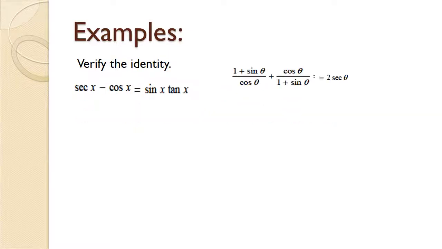Okay, here are 2 more to try. Pause the recording. Again, with the one on the left, I would try changing things into terms of sine and cosine. The one on the right, I don't know, there's a lot of different ways to do it. One thing I would probably do if I were starting this would be to give them a common denominator. A lot of times that can really help. Pause the recording, give it a try, and resume to check your answer.